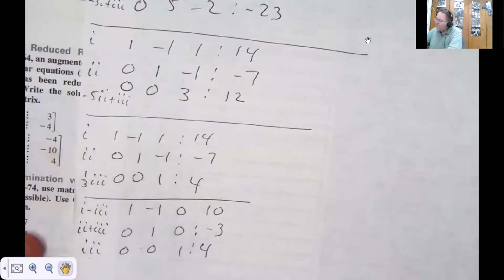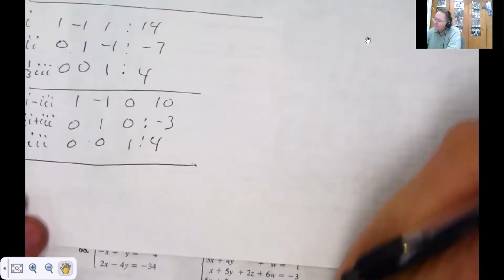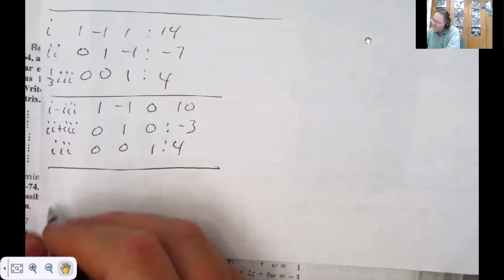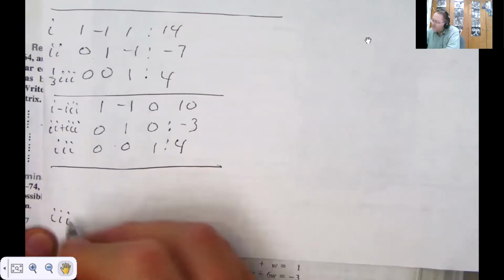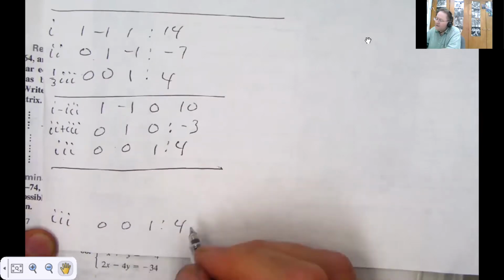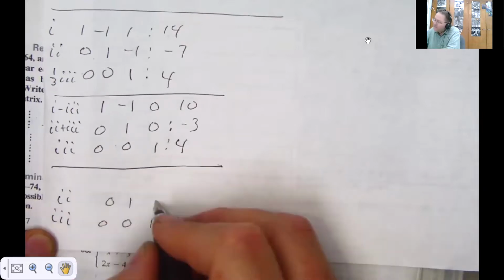All right, one more step, y'all. One more step, and we're there. We're going to have Gauss-Jordan elimination done here. So this time I'll keep row three the same, and you can already see z is four, but I'll just do it. So row three is going to remain zero, zero, one, four. I'll keep row two the same. It is zero, one, zero, negative three.